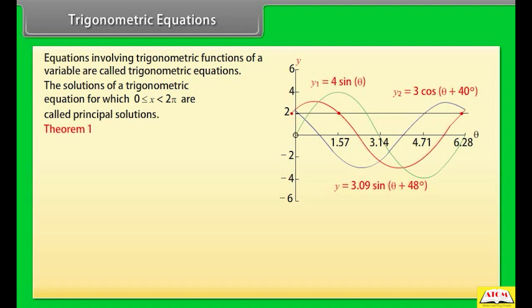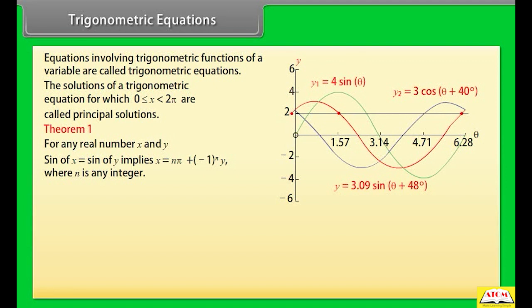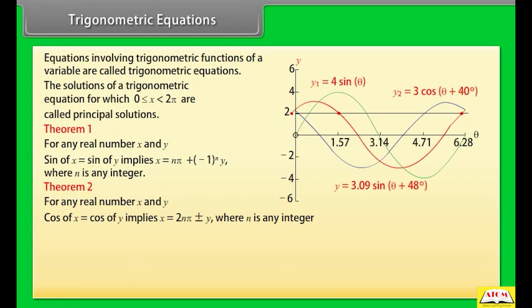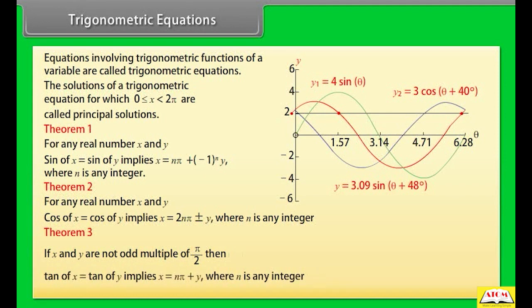Theorem 1. For any real numbers x and y, sin x = sin y implies x = nπ + (−1)^n y, where n is any integer. Theorem 2. For any real numbers x and y, cos x = cos y implies x = 2nπ ± y, where n is any integer. Theorem 3. If x and y are not odd multiples of π/2, then tan x = tan y implies x = nπ + y, where n is any integer.